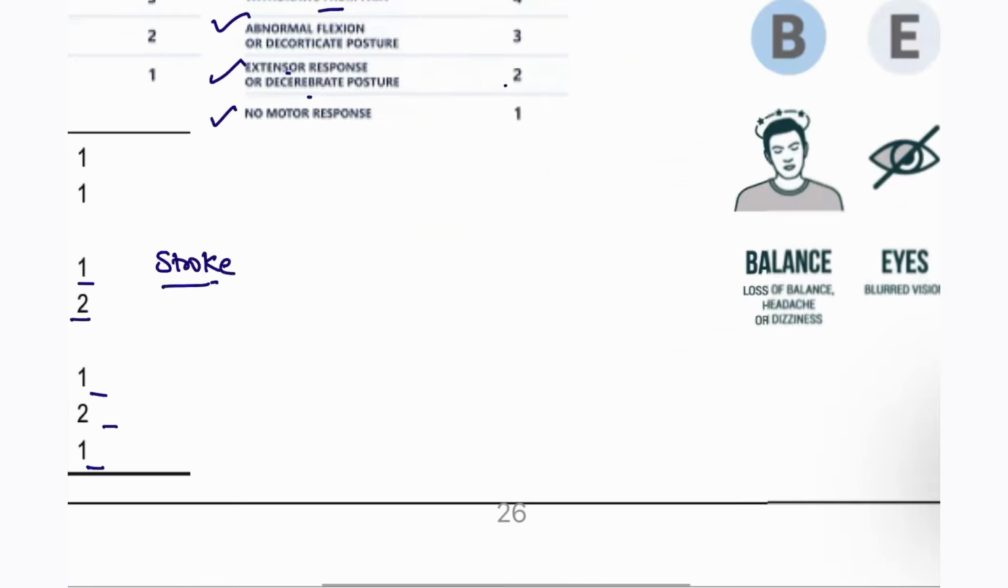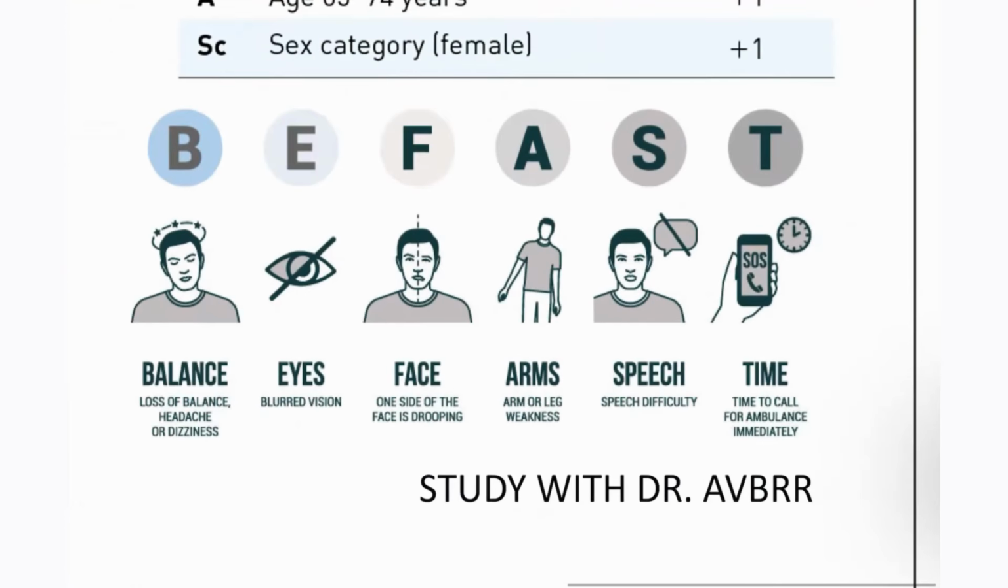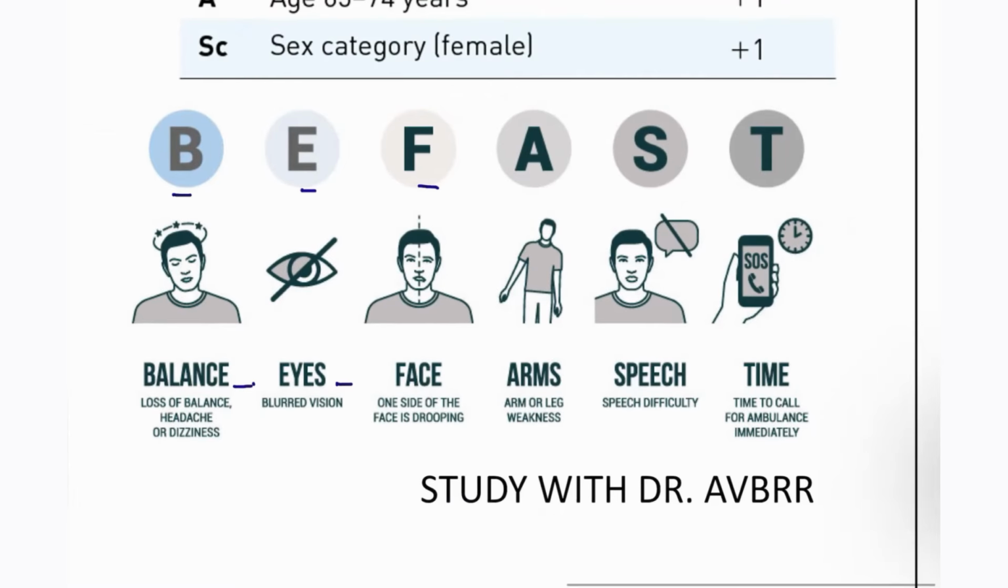Next, another one, BE FAST. B for balance is lost, E for eye abnormality, F for face paralysis, A for arm paralysis, S for speech impairment, T for time: immediately call the ambulance.